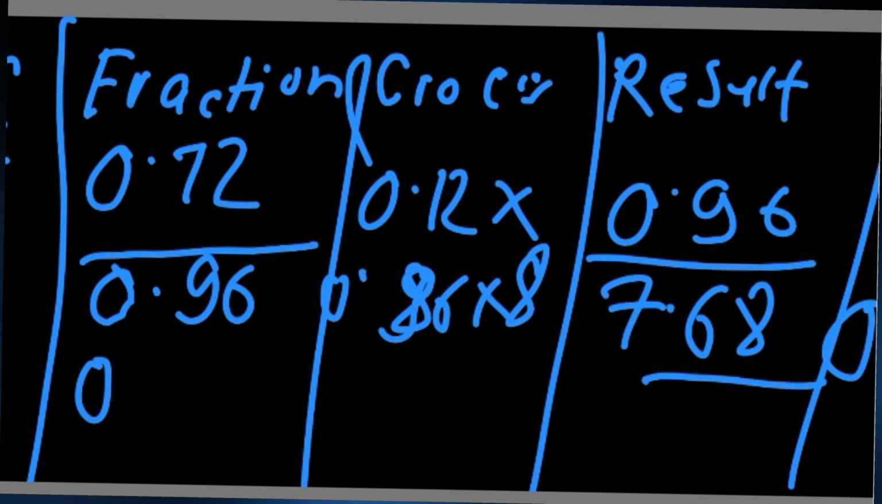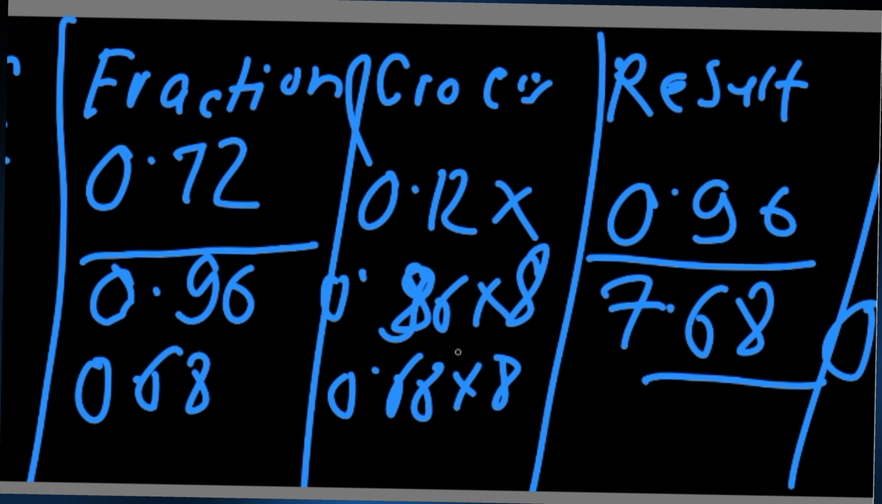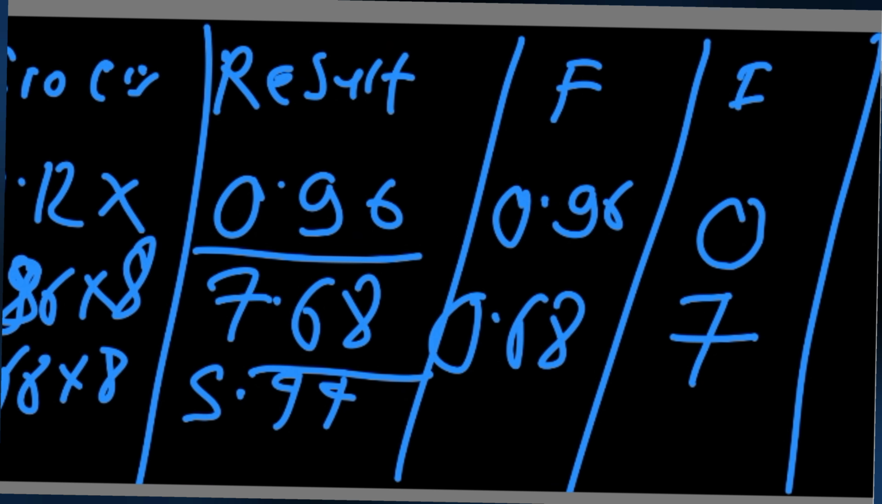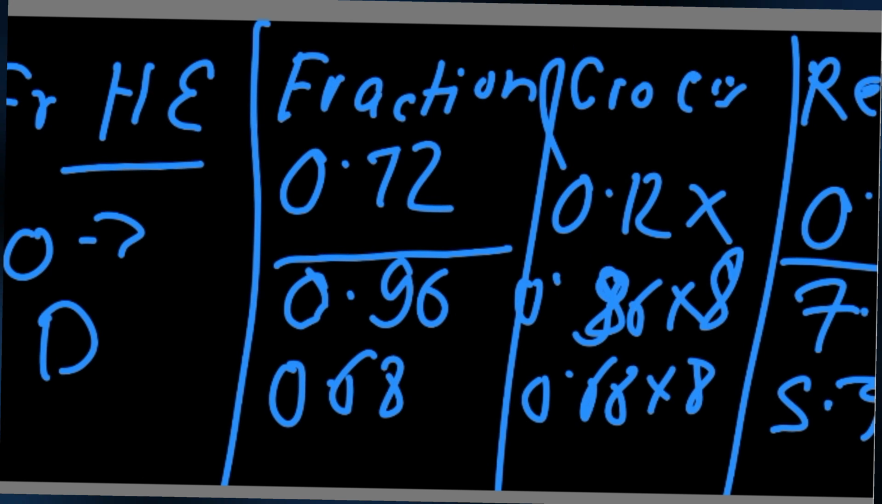Let's again multiply 0.68 by 8. 0.68 multiplied by 8 would give us 5.44. So again the fraction part is 0.44, where 5 is the integer.